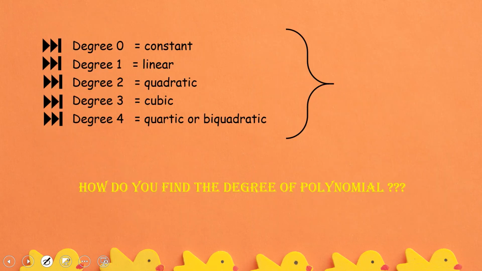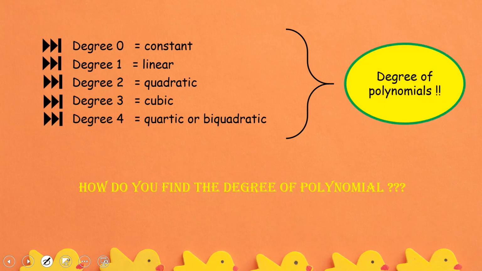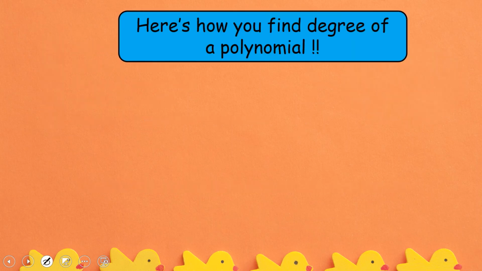Next, we know here that degree 0 is constant, degree 1 is linear, degree 2 is quadratic, degree 3 is cubic, and degree 4 is biquadratic. So these are called the degrees of polynomials. Now there's a very big question in everyone's mind: okay fine, these are the degrees, we denote degrees and they have a particular name, but how do you find the degree of a polynomial? So let's check out how we find it.